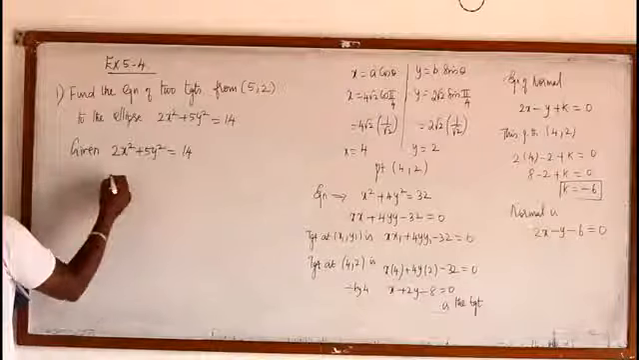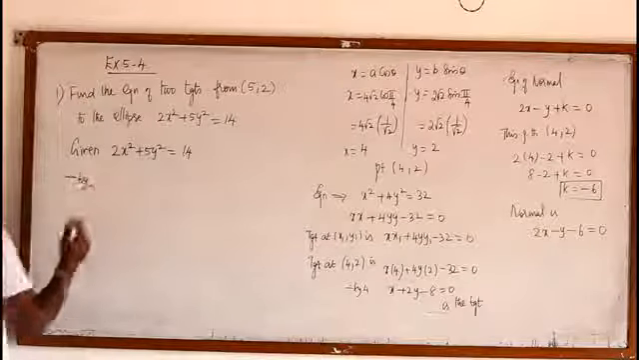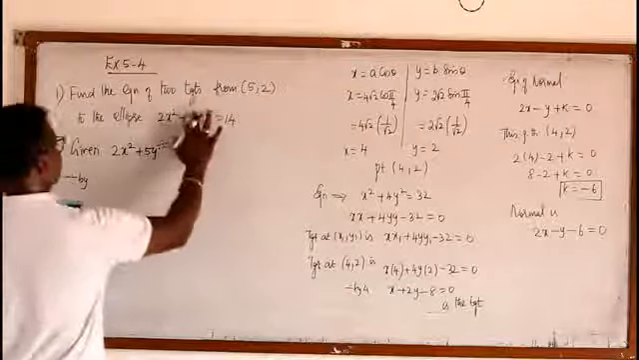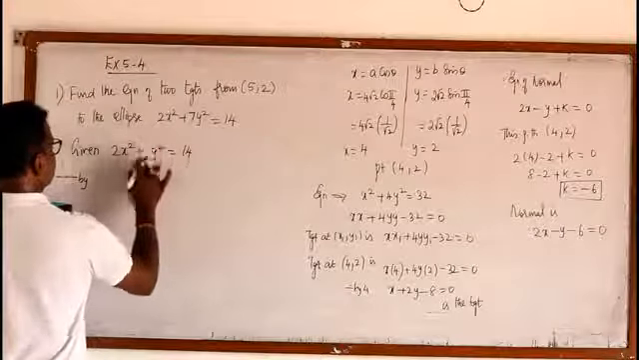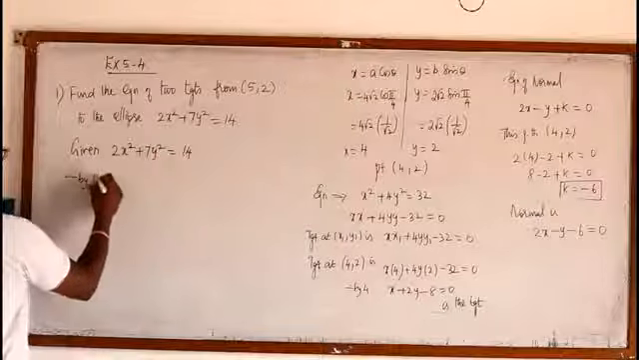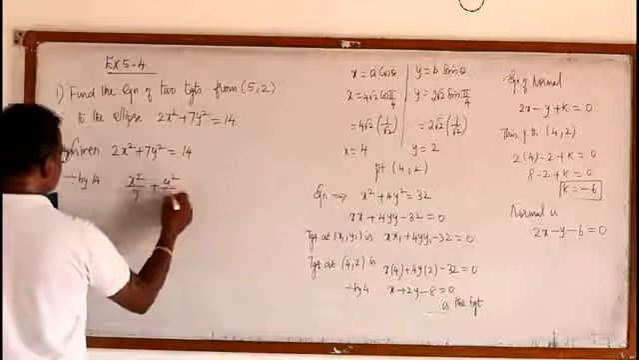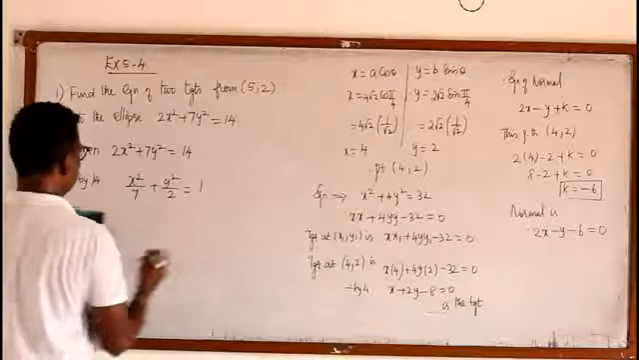2x² + 5y² = 14 means, then it is divided by 14, then this becomes x²/7 + y²/2 = 1.